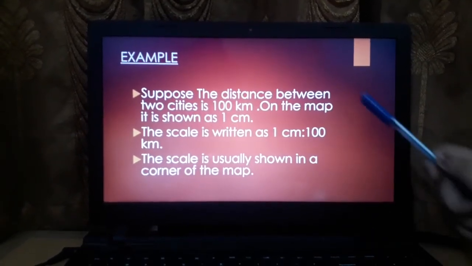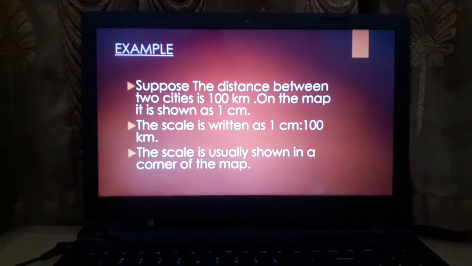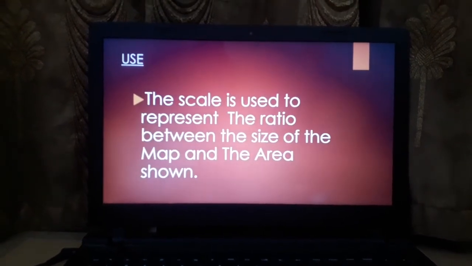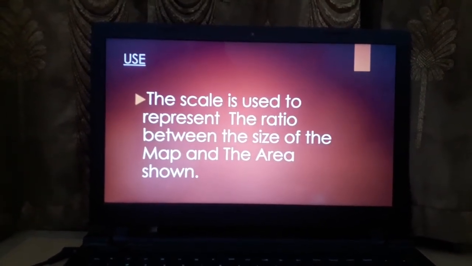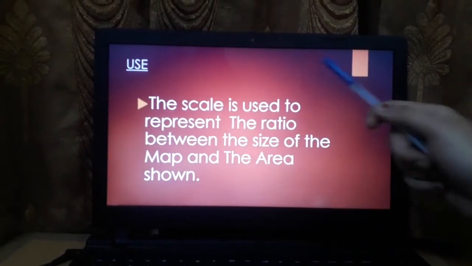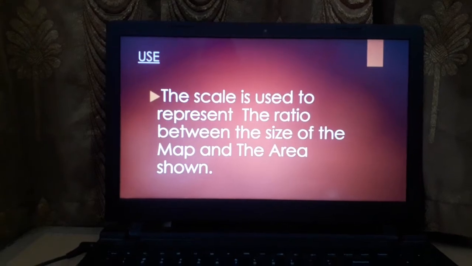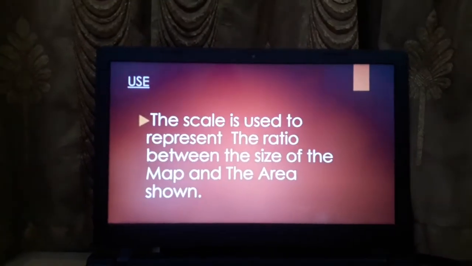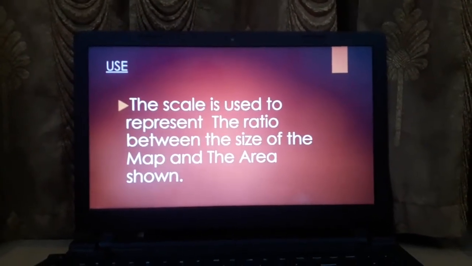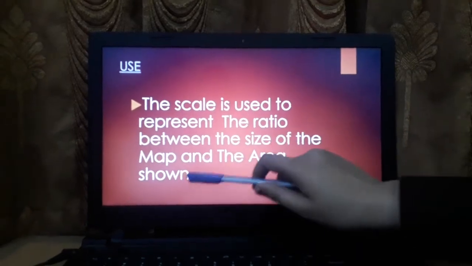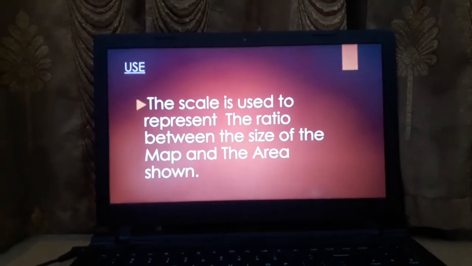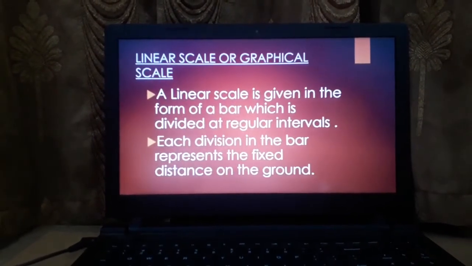1 centimeter equal to 100 kilometers on a map. Now comes the use of the scale. The scale is used to represent the ratio between the size of the map and the area shown. So, what does scale basically depict? It depicts a ratio between what? The size of the map and the area shown.